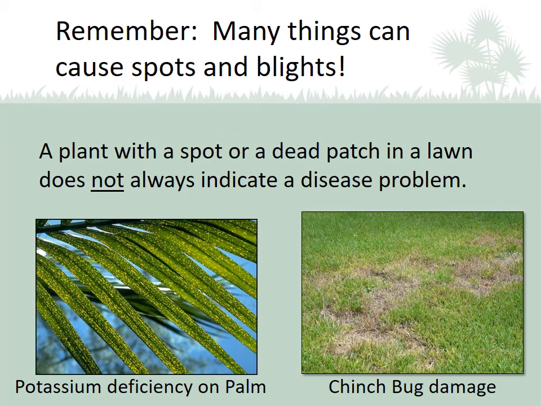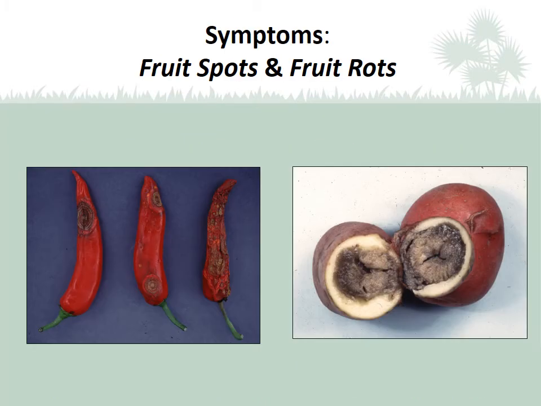So not all of the leaf spots and leaf blights that we see come from fungal or bacterial causes. That's why it's very important that we understand how to identify signs as well as symptoms to determine whether a particular spot or blight is a result of a disease, or a result of insect pressure or a nutritional deficiency. Here we have two more symptoms to discuss.